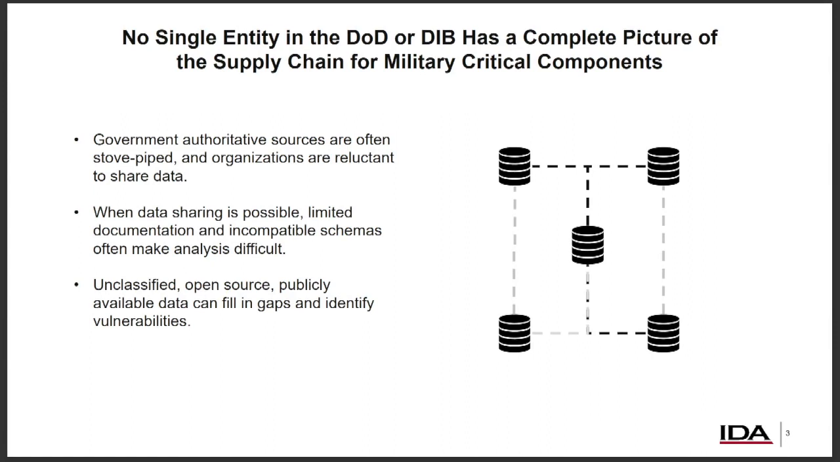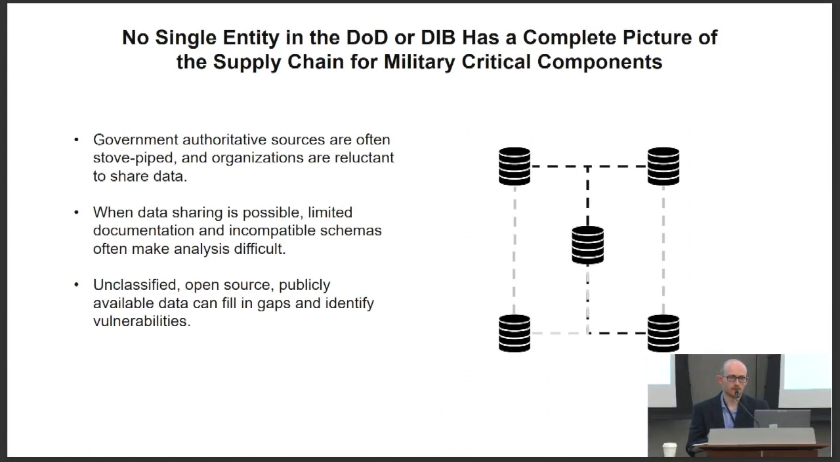So first off, we have to look at the data. And the reality is that there's no single entity that has complete visibility for the supply chain for any military components, including critical components. And to look at this problem, we have to look at the data sources involved.